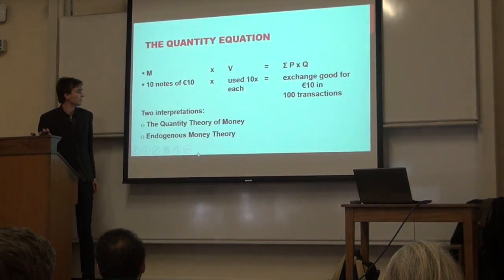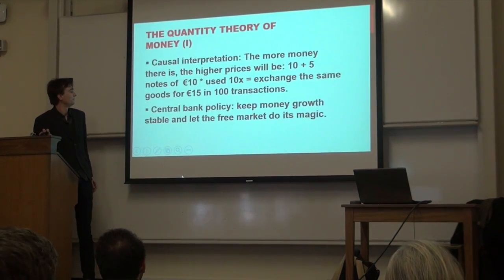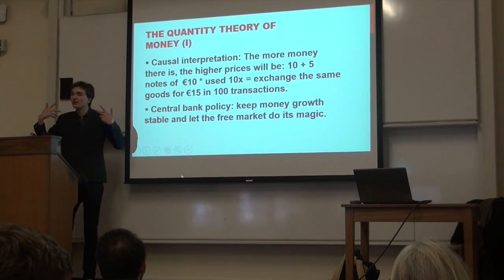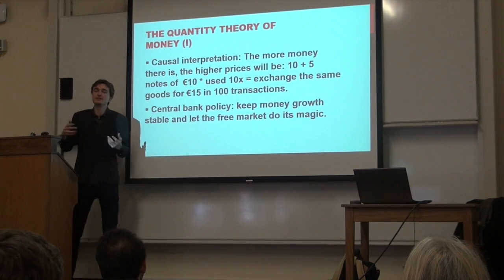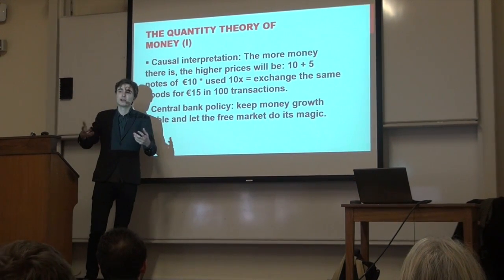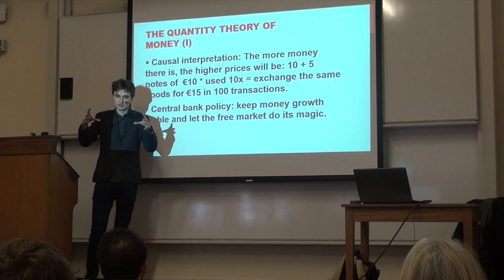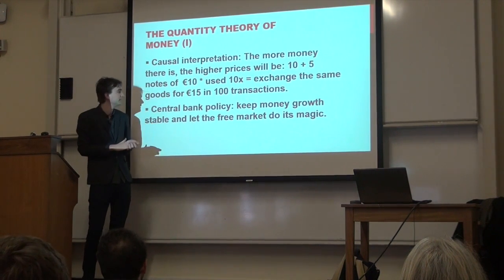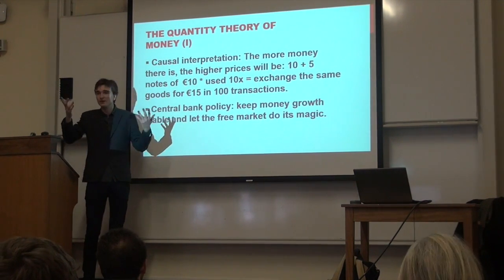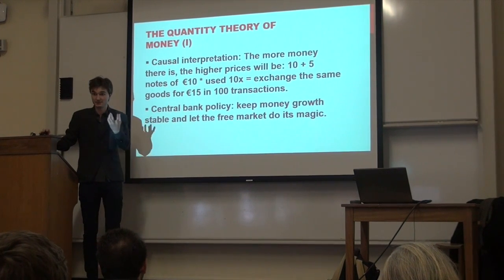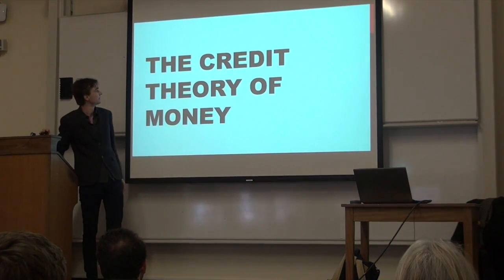Okay, so that's the quantity story, right? And this also has a very clear policy implication, right? Central banks should do nothing, right? They should allow the amount of money to grow very steadily, and then the free markets will do their magic in setting the prices as close to their efficient prices.